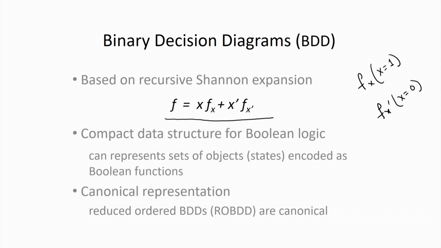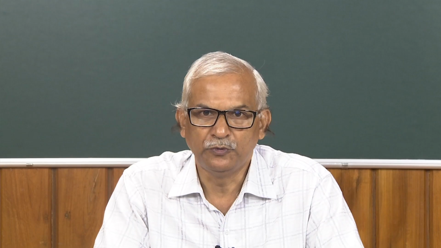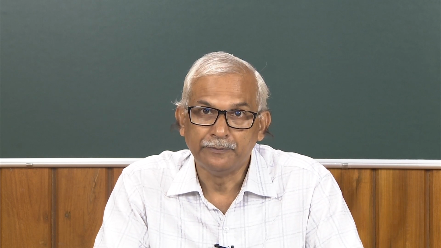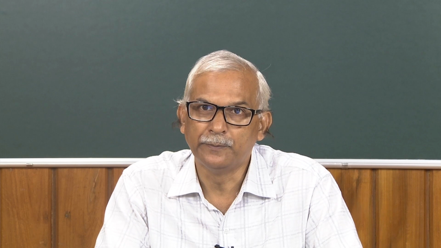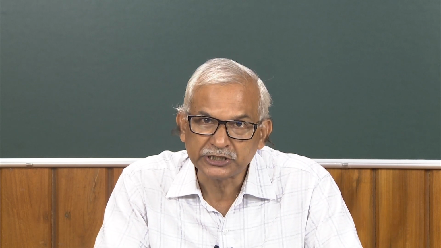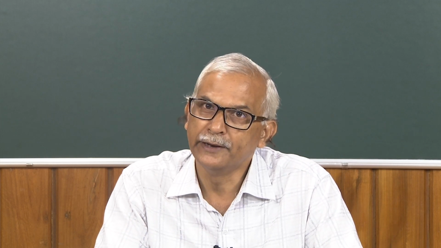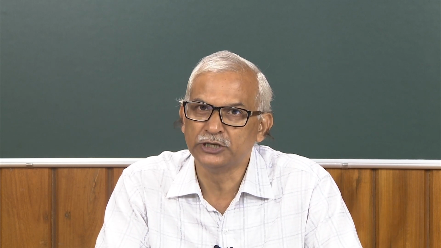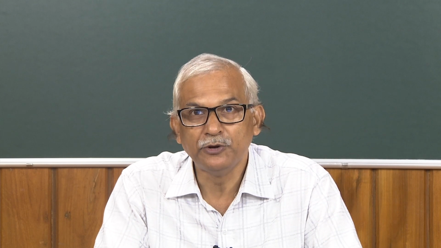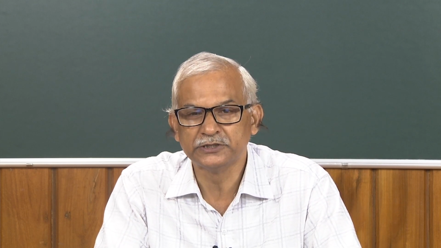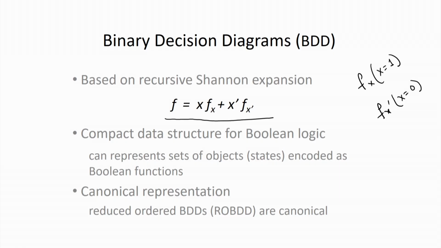Now, what is a BDD? It is a compact data structure for Boolean logic. That means if we have any Boolean expression, it can be represented with the help of a BDD. Again, the state space that we have can be encoded with the help of a Boolean logic expression, and that Boolean logic expression can be converted or represented as a BDD. So, it is a compact data structure for Boolean logic.